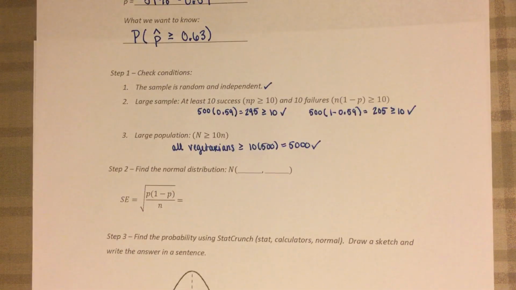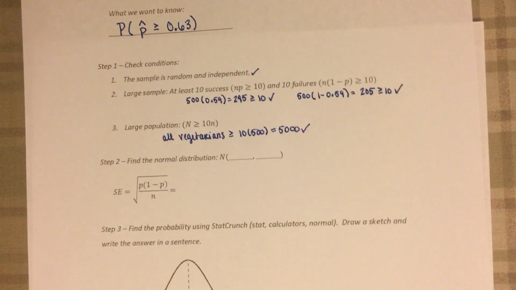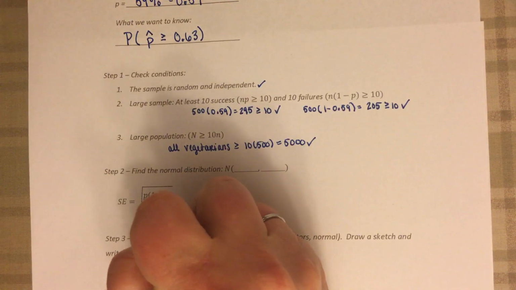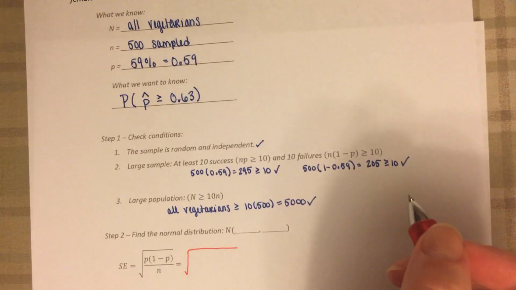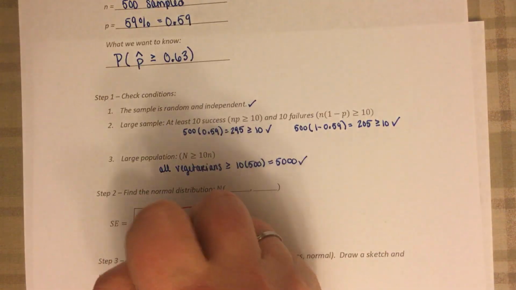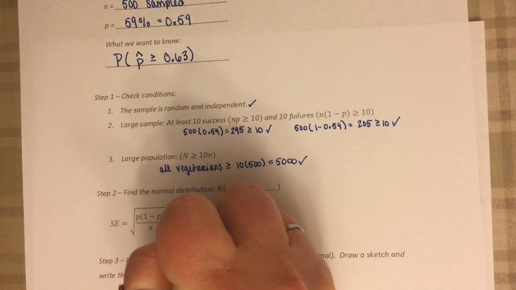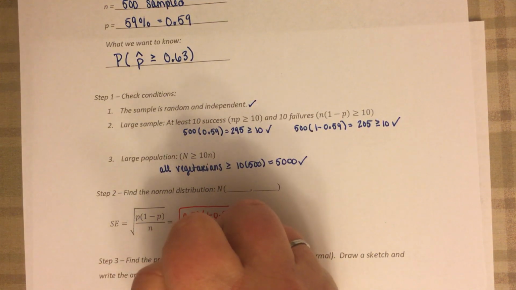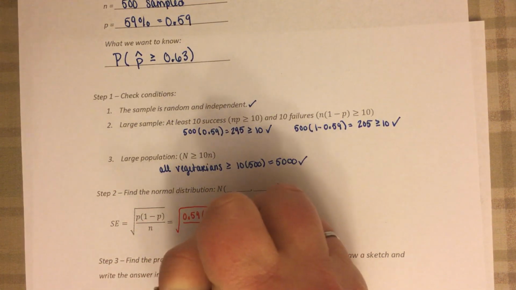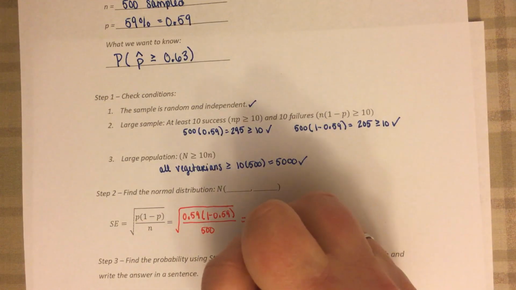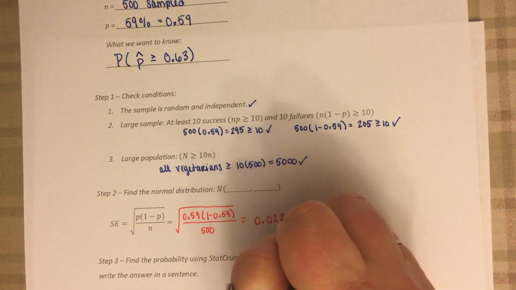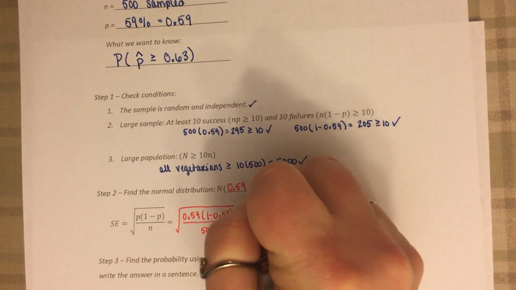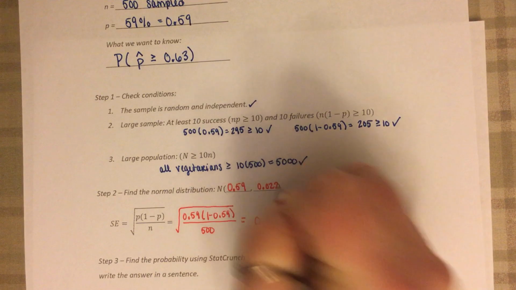Okay. All right, now we're going to find our normal distribution. In order to find our normal distribution, we're going to start with our standard error. So our p, going back up here, our p was 59%. So we're going to have 0.59 times 1 minus 0.59 divided by our sample size of 500. So we multiply, divide, take our square root, and we get 0.022. So our normal distribution is 0.59, 0.022.